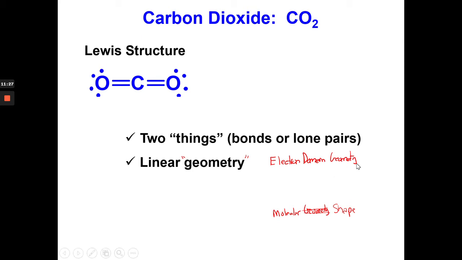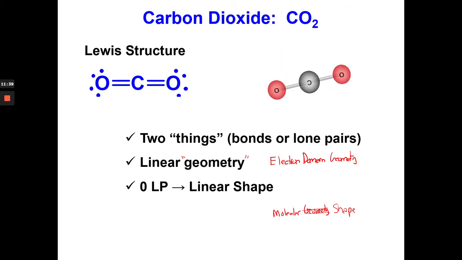Because we have two things attached, it is linear. Because there are no lone pairs on our central atom, it is also linear molecular shape because it has no lone pairs. And that's what it's going to look like. Okay, kind of an AB2 generically, thinking about that.